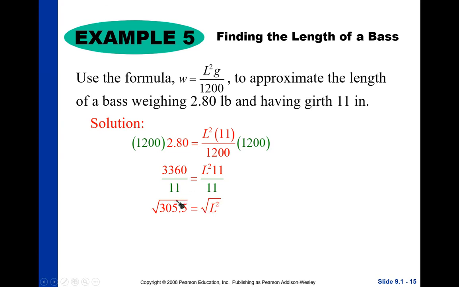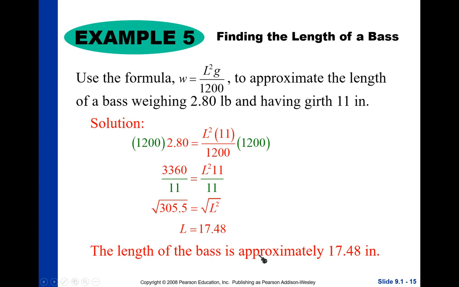L squared is equal to 3,360 over 11. May squared siya, lagyan natin both sides by square root. Para matanggal L squared, at para makuha yung square root ng 3,360 over 11, so 305.5. So, ang magiging sagot natin, binaliktad lang natin: L is equal to, anong square root ng 305.5? 17.48. Therefore, the length of the vase is approximately 17.48 inches. So, that's it. Sana naintindihan natin yung topic for this day. Goodbye everyone!